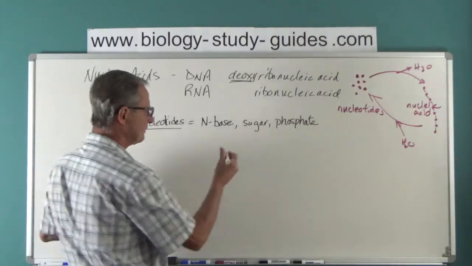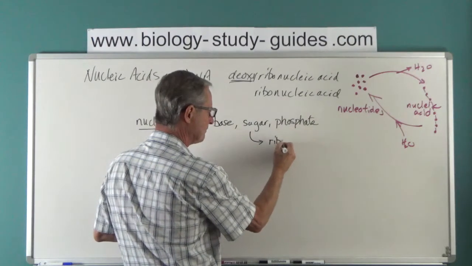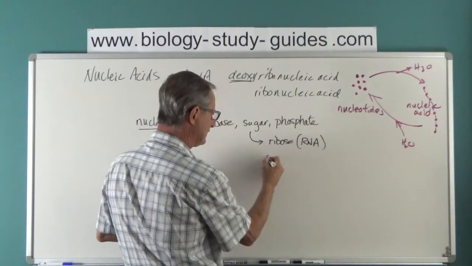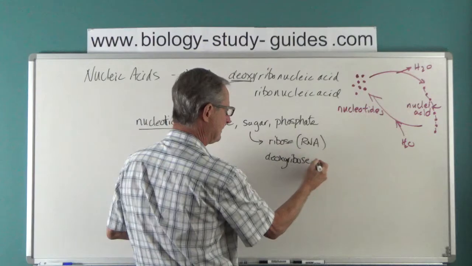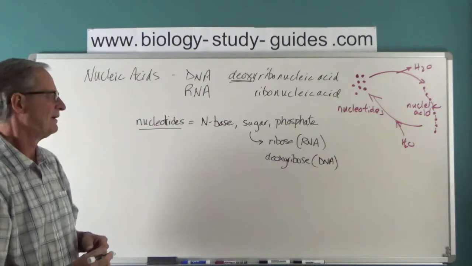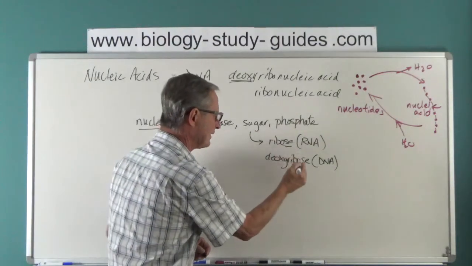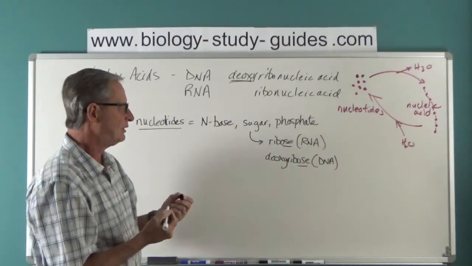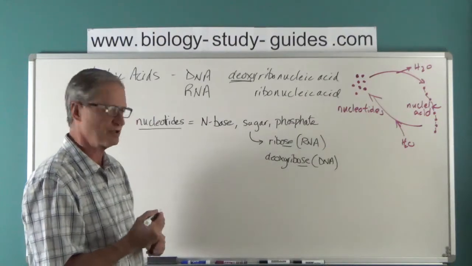So the sugar is either ribose in RNA or deoxyribose in DNA. Now, if you remember back to carbohydrates, the topic of sugars, OSE endings and all that, the empirical formula is CH2O. Well, that's true for ribose, but because deoxyribose is missing that oxygen, it's not true.